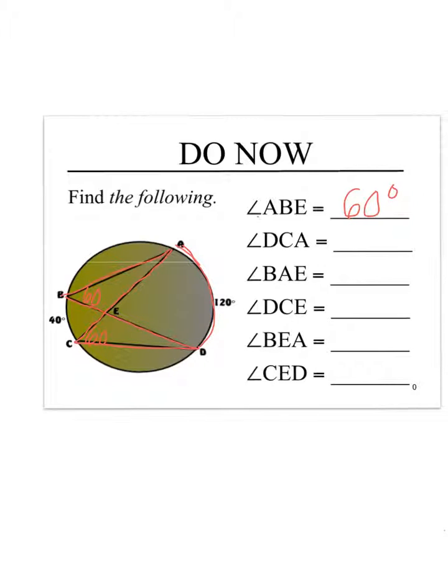So now all I have to find is angle ACD or angle DCA and fill that in also. And that's the next one. So now I need to find angle BAE. And as you can see, if I highlight BAE, that's the same thing as BAC. That intersects arc BC. So that angle is 1/2 of 40 degrees. So this is 20.